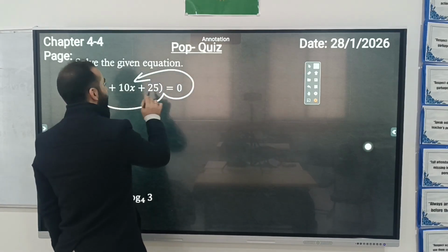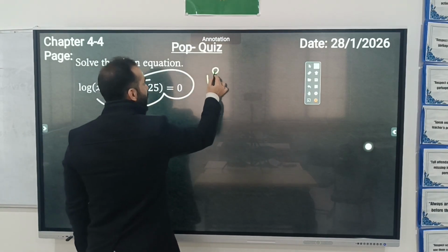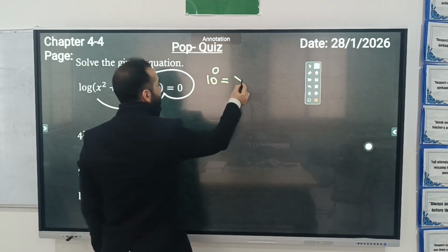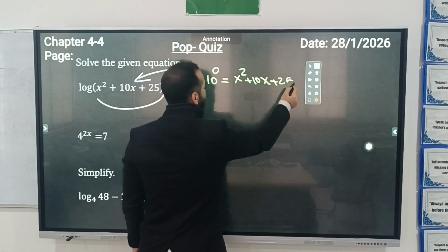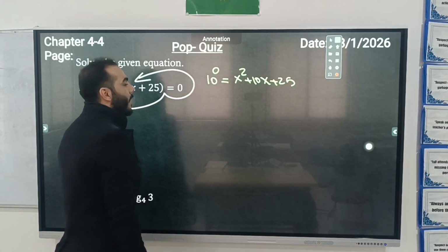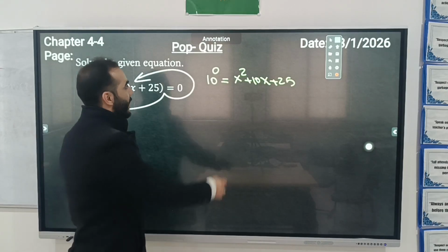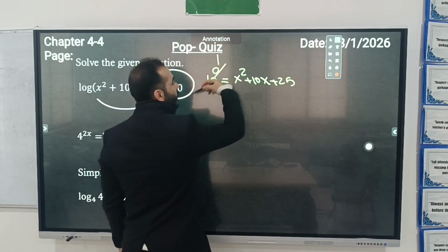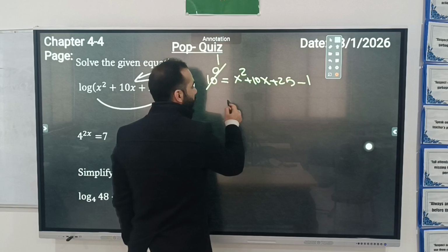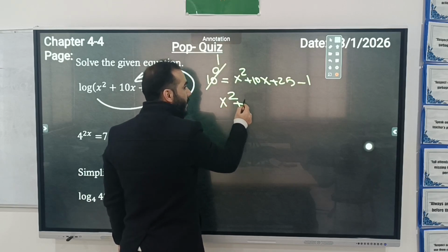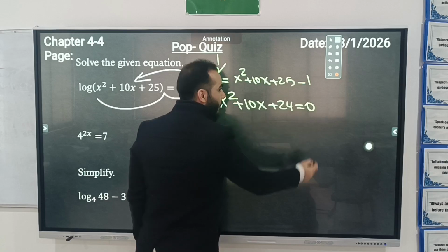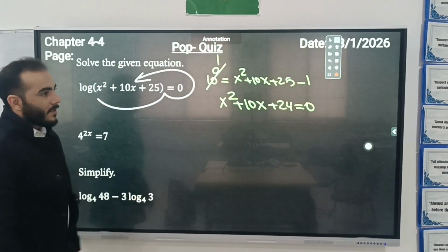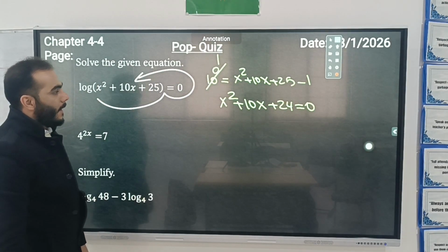It says that 10 to the power of 0 equals the exponent, which is x squared plus 10x plus 25. So right now, let's see what we have here. 10 to the power of 0 equals 1. If 1 goes to the other side, it becomes -1. So finally, we are going to have x squared plus 10x plus 24 equals 0. So we have a quadratic equation here.